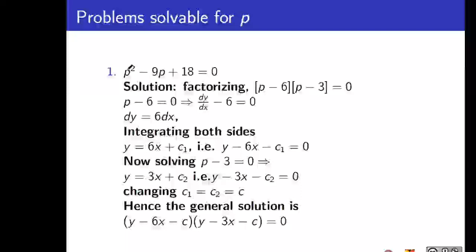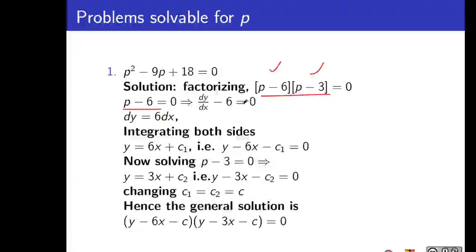Okay, so getting into the first discussion, the first problem is p square minus 9p plus 18 equal to 0. We need to solve it. We see there is no x and y term, so we can solve it for p. It's an easily factorizable equation, with one factor as p minus 6, the other factor as p minus 3. Taking this p minus 6 factor, we replace p by dy by dx, as we have denoted p as dy by dx. Unless and until mentioned, p is always taken as dy by dx.